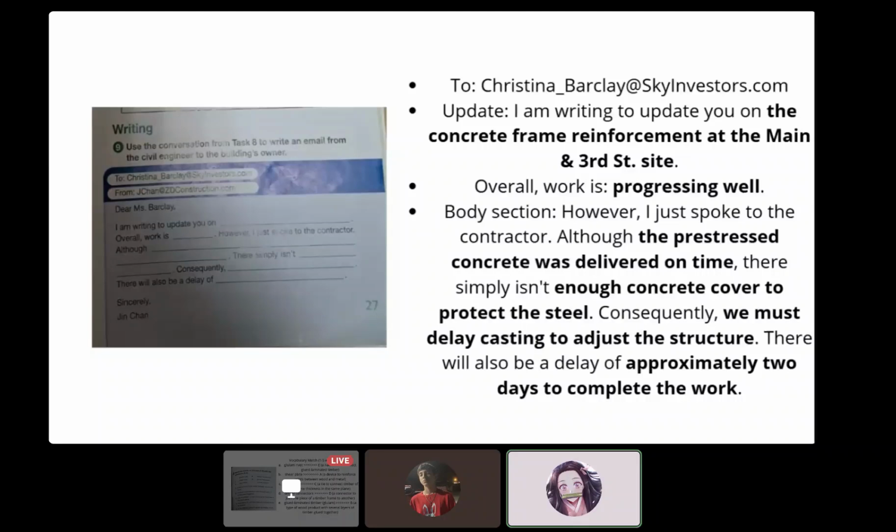Although the prestressed concrete was delivered on time, there simply is not enough concrete cover to protect the steel. Consequently, we must delay casting to adjust the structure. There will also be a delay of approximately 2 days to complete the work.